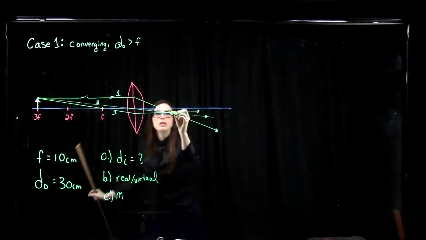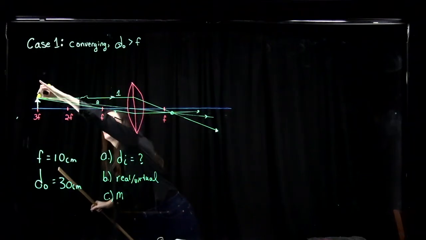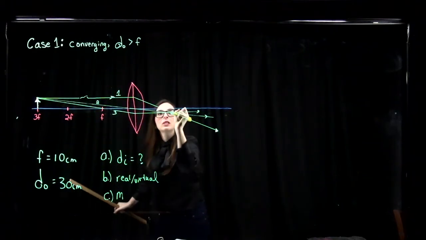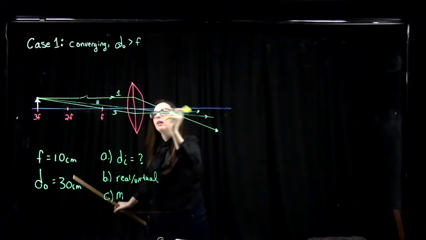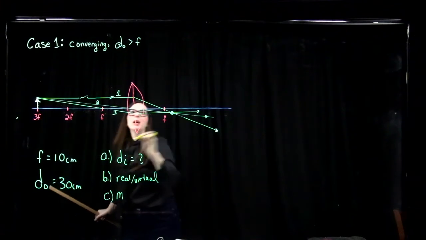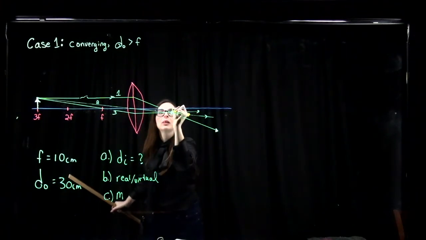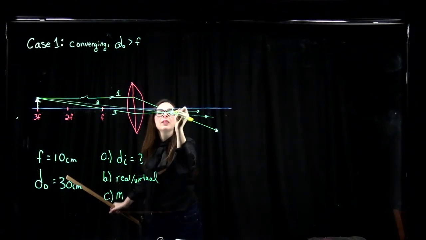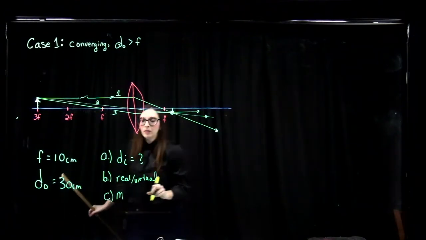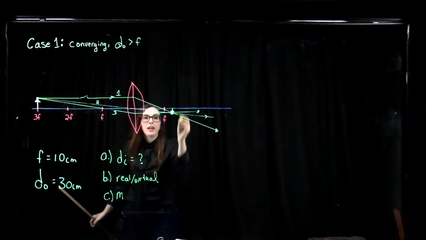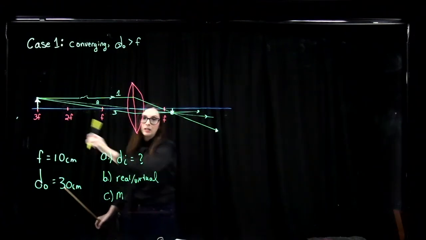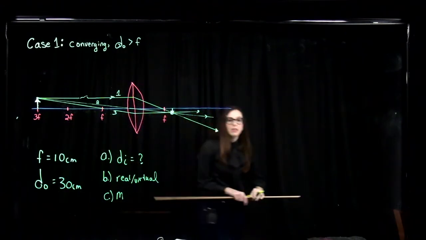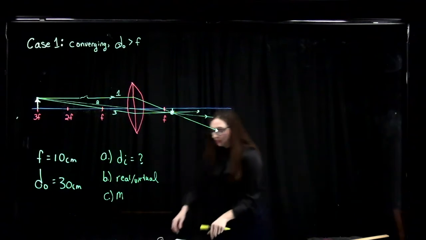So right around here is where the tip of my little object is going to be. The bottom part of my little object is going to touch the center point. So it looks like the image is going to be on the other side of the lens. It's going to be upside down, so it's going to be inverted. And it looks like it's going to be smaller than the original object. Okay, well, let's see if the math works out.